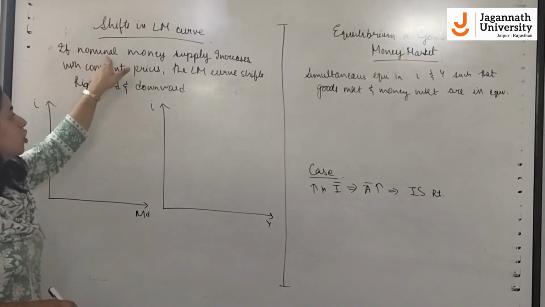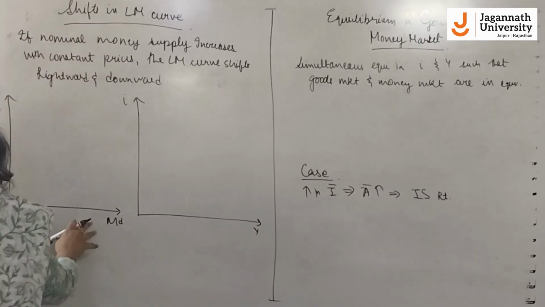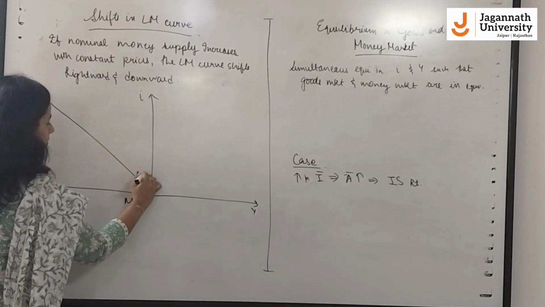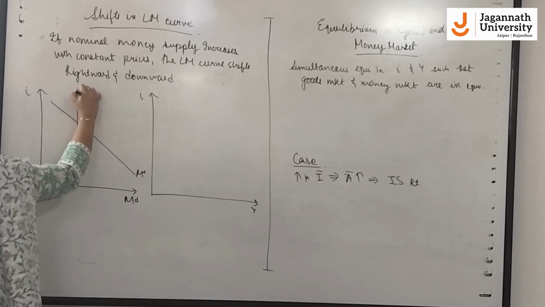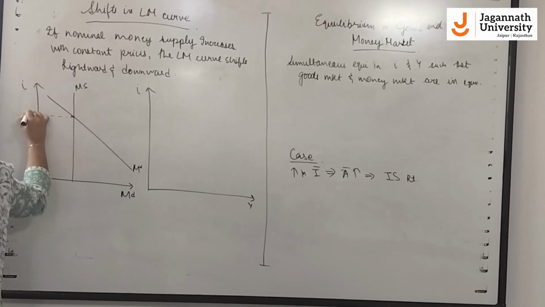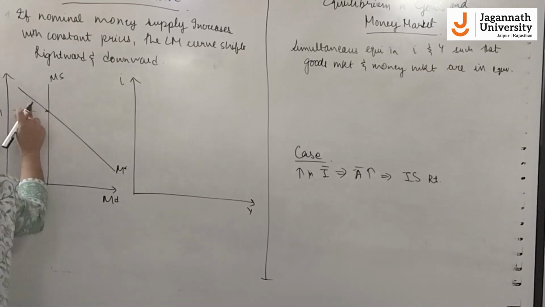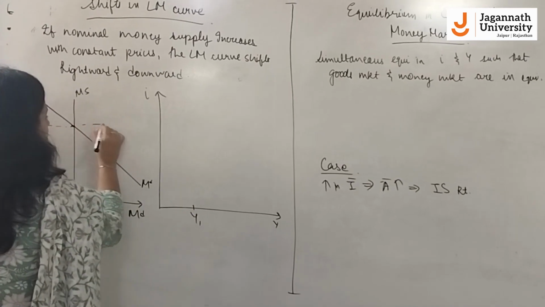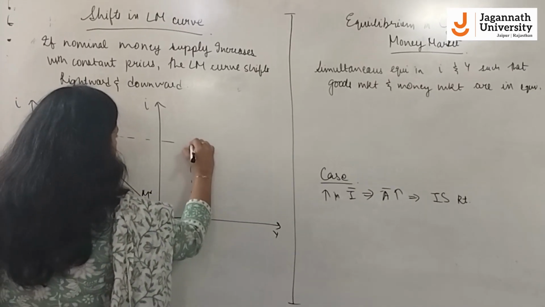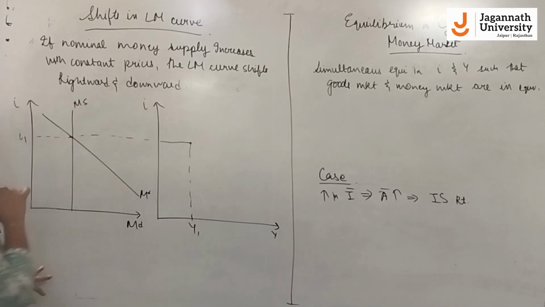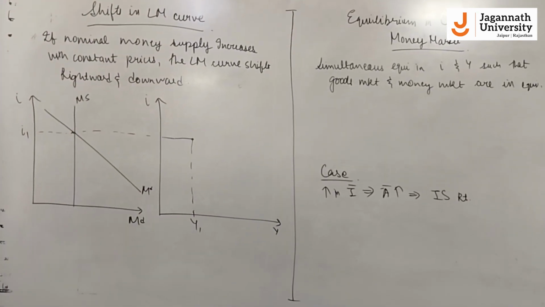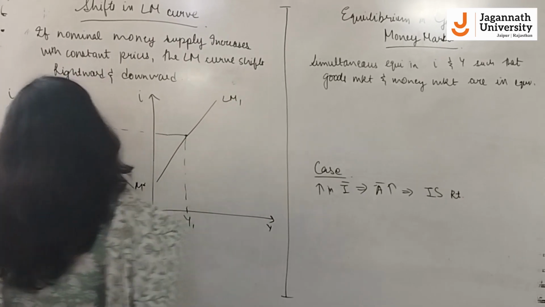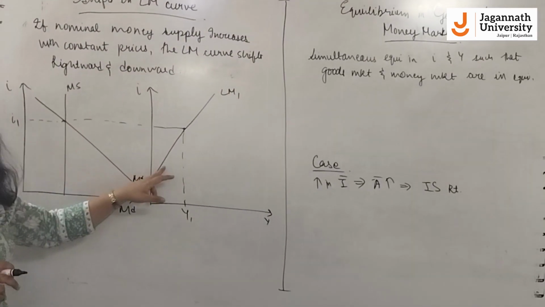If nominal money supply increases, let me start with the equilibrium situation in the money market. This is my money demand, this is my money supply, this is my interest rate here, and this is of course at some level of income. This money demand is say at Y1, so I am going to draw this point like this. Alright. Now suppose I have an LM curve already passing through it. This is my LM1.